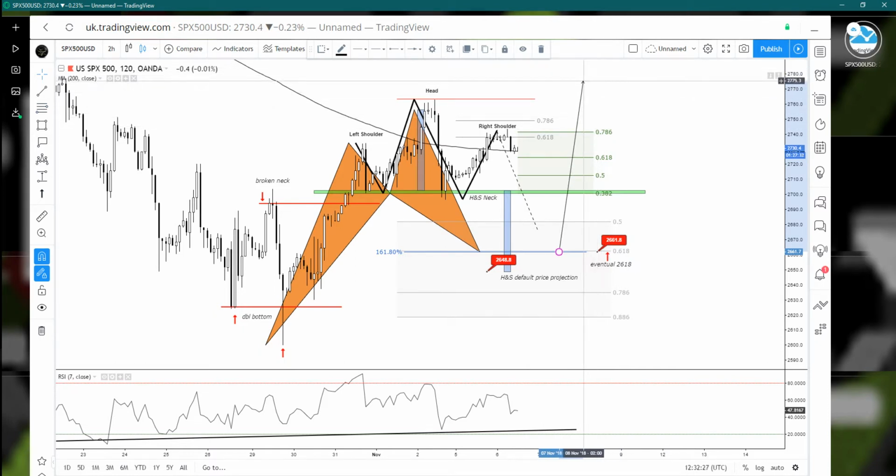It doesn't matter for now, but if the price decides to print me that shark pattern, I can put my targets above at this structure or at the 50% retracement, which is a default target for the shark pattern. So it will depend on your decisions and your criteria.